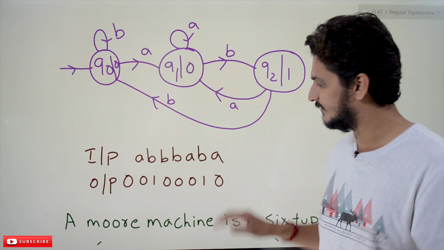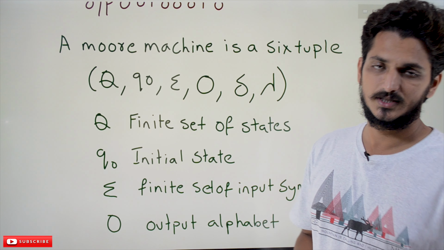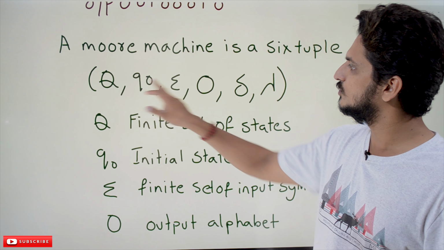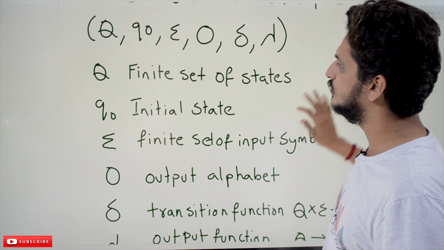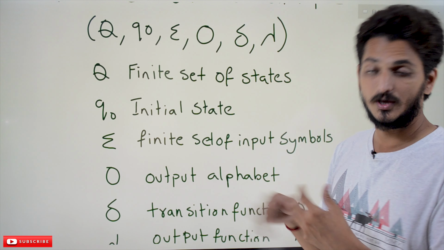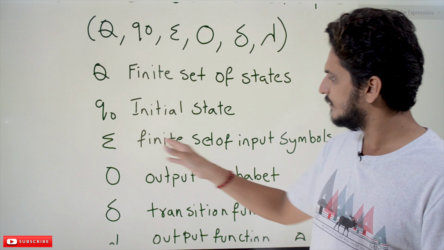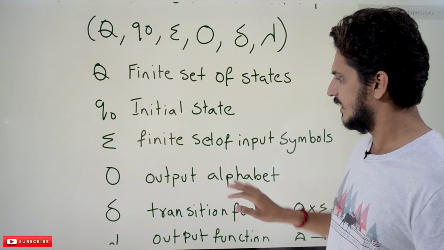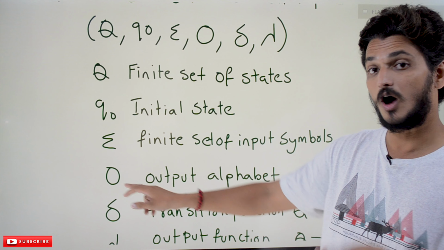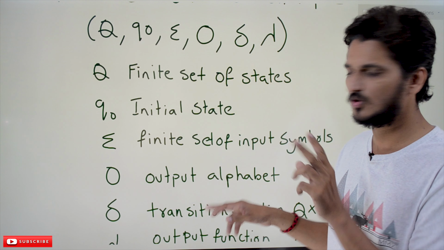Now coming to the definition, a Moore machine is a 6 tuple. This is having 6 tuples. What are these tuples? Q, Q0, sigma, O, delta and lambda. What does Q mean? A finite set of states. A Moore machine will have a finite set of states, Q0, Q1, Q2. And sigma means finite set of input symbols. In our example, input symbols are A, B. Like that, O means output symbols, output alphabet. In our example, we are using output alphabets 0 and 1.